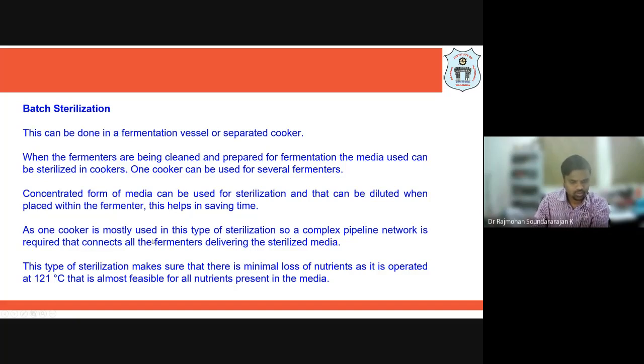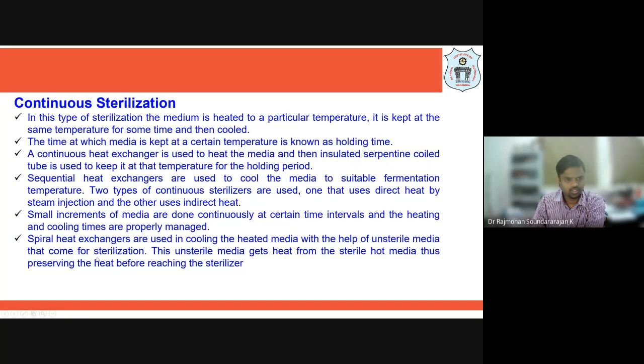And one cooker is mostly used in this type of sterilization. So obviously a complex pipeline network is required which will connect all the fermenters, delivering the sterilized media. This type of sterilization makes sure there is minimal loss of nutrients, because we are operating usually at around 121 degrees Celsius, which is feasible for all nutrients present in the media to not get degraded. Okay, so that's why we are choosing a particular temperature in the autoclave.